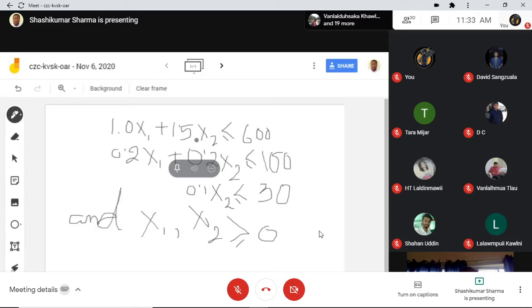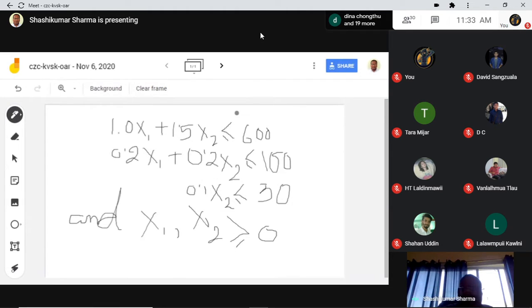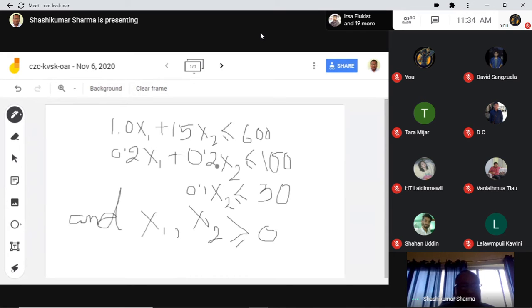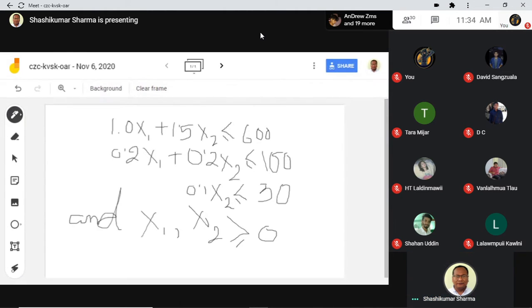Coordinates of drawing each line. Okay, so the first thing that we do in linear programming in solving this problem is that we take these constraints and we draw straight lines out of them on a graph. But before doing that, we have to make them into less than or equal to, or it may be greater than or equal to. First we assume it to be equal to, so that we can draw a straight line.